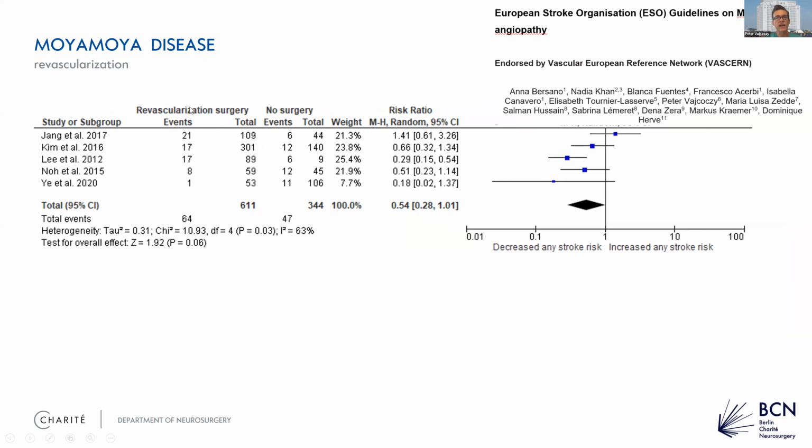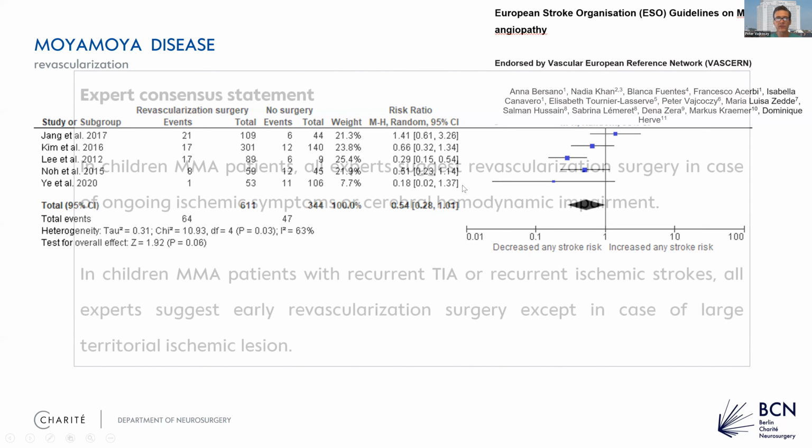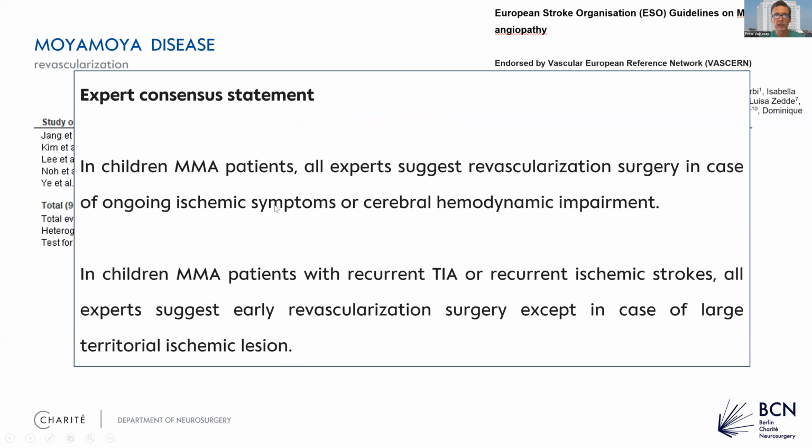This is from our meta-analysis that we have performed for the recommendations, for the guidelines, and it clearly shows that revascularization of Moyamoya in pediatric populations is beneficial. It prevents further strokes, and this is why in children, all experts suggest to revascularize patients that are symptomatic from Moyamoya vasculopathy, either by ischemia or by TIAs. If the patients are presenting with fresh TIAs or recurrent strokes, they should be operated immediately.